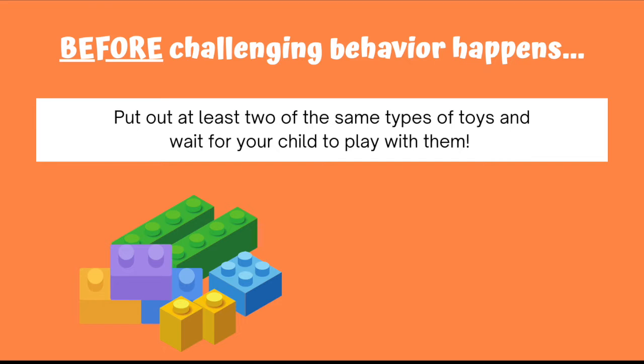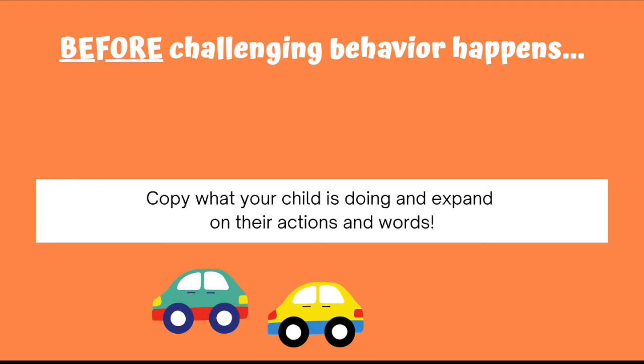Then, watch your child and wait for them to play with the toys first. Exactly what you do next is going to depend on what your child does, but basically, you're going to want to copy what they did and then expand on it just a little bit. For example, if they move a toy without talking, copy their action and then label it. If they make a horse hop, you make the horse hop and say, hop hop.